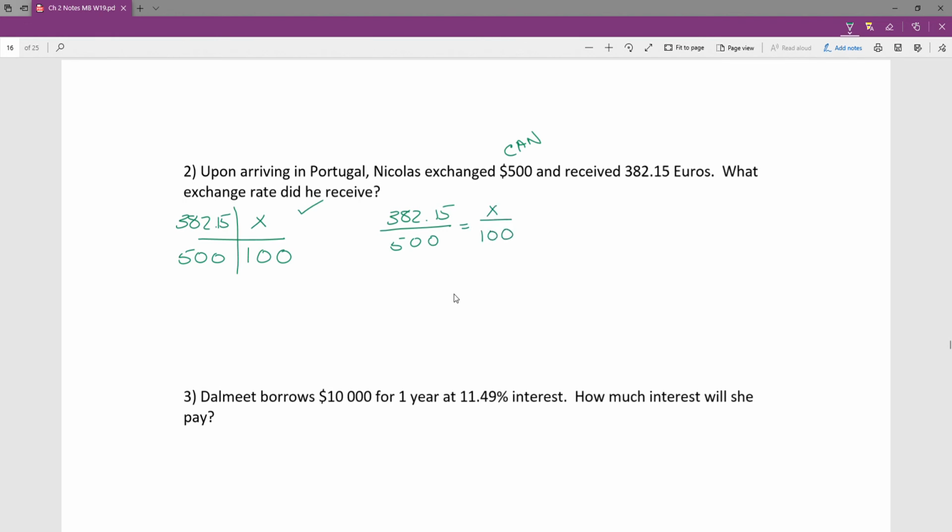Solving for X, oftentimes I just do this on my calculator. So I've been writing it out on all of these, but I take this times that divided by this. If you like to write it out, then go ahead and take the time to write it out. X equals 76.43%. So what we're saying is that that is the rate that he got. So he got 76.43 euros. I always forget the euro sign. For 1 Canadian dollar.